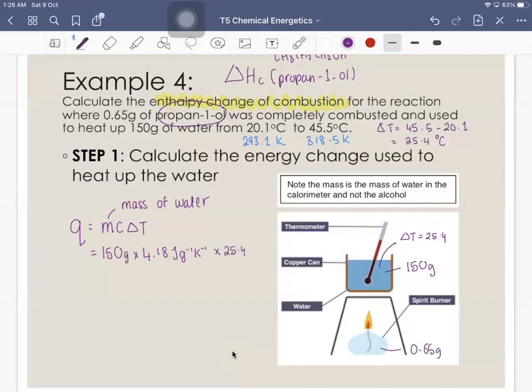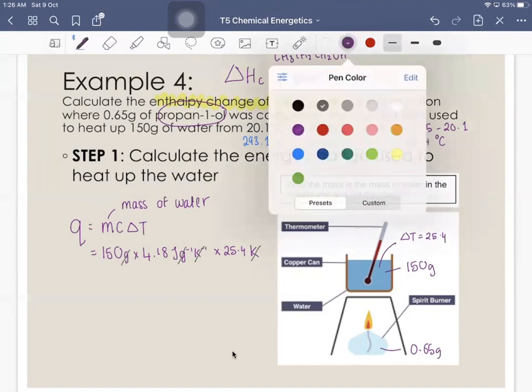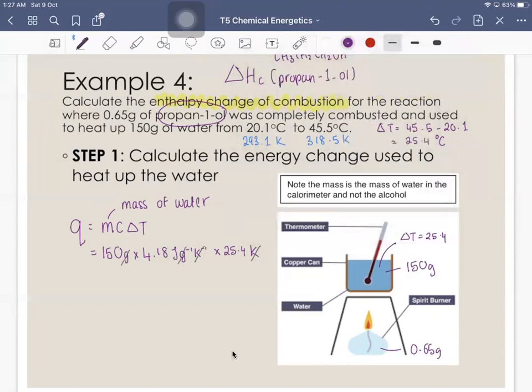Since T is in Kelvin, and it's the same as degrees Celsius anyway, I can just write it as Kelvin. And I can conveniently cancel out my units, to give me an answer of 15925.8 joules. My final answer to three significant figures would be 15900 joules. Three significant figures. Always remember this.